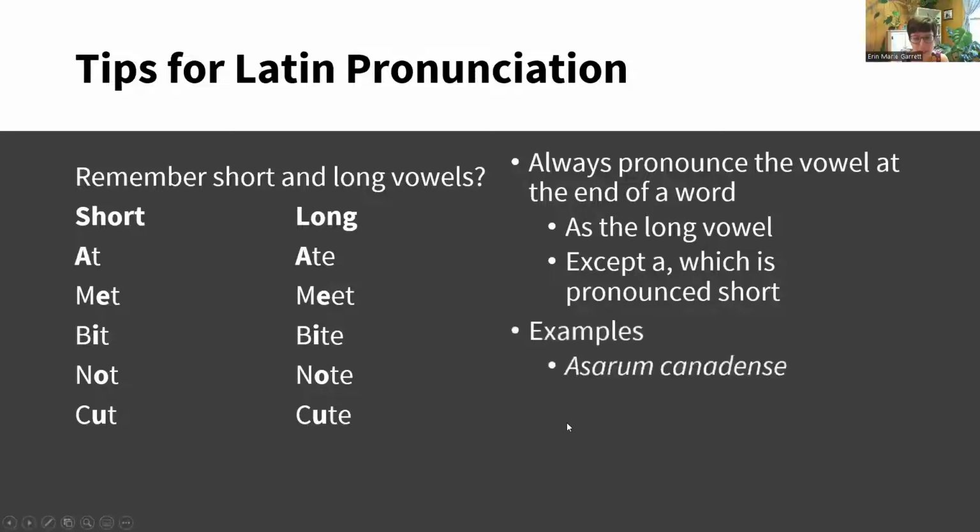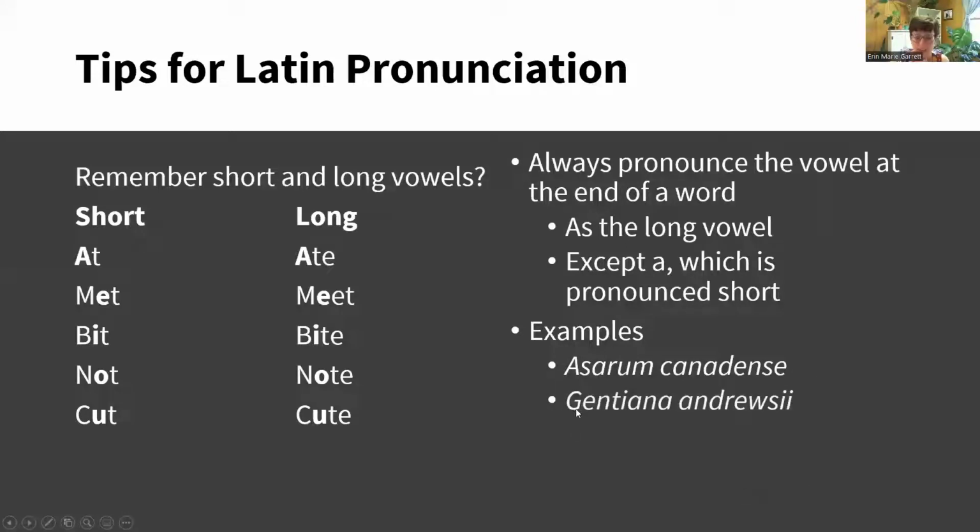So let's look at some examples. So we have Asarum canadense. Asarum doesn't end in a vowel, so we're good. If we said this, many of you might say it as canadense, right? But if we follow this rule, we're going to say the E like the long E. So it's canadense. Asarum canadense.